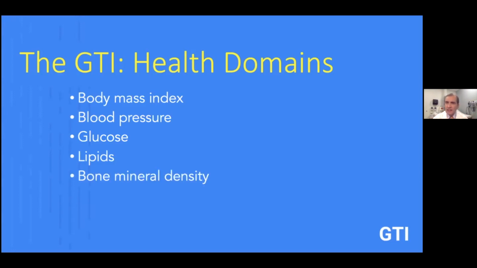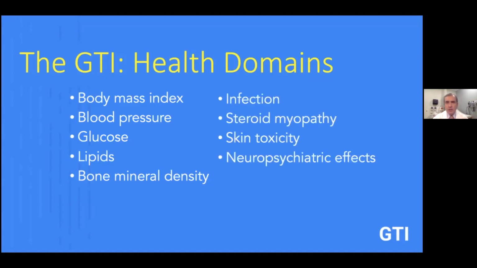Bone mineral density can also be collected, although some licensees choose to drop this, but bone mineral density is an excellent measure of steroid toxicity. And then infection, steroid myopathy, skin toxicity, and neuropsychiatric. The pediatric GTI differs only slightly from the adult version in that it has an additional domain, growth, to capture the unwanted impact of glucocorticoids on growth in pediatric patients.